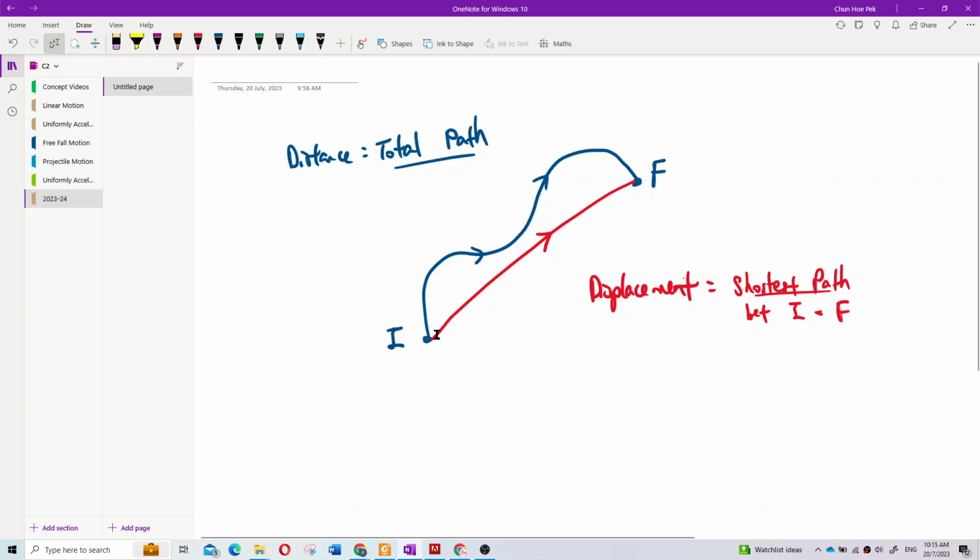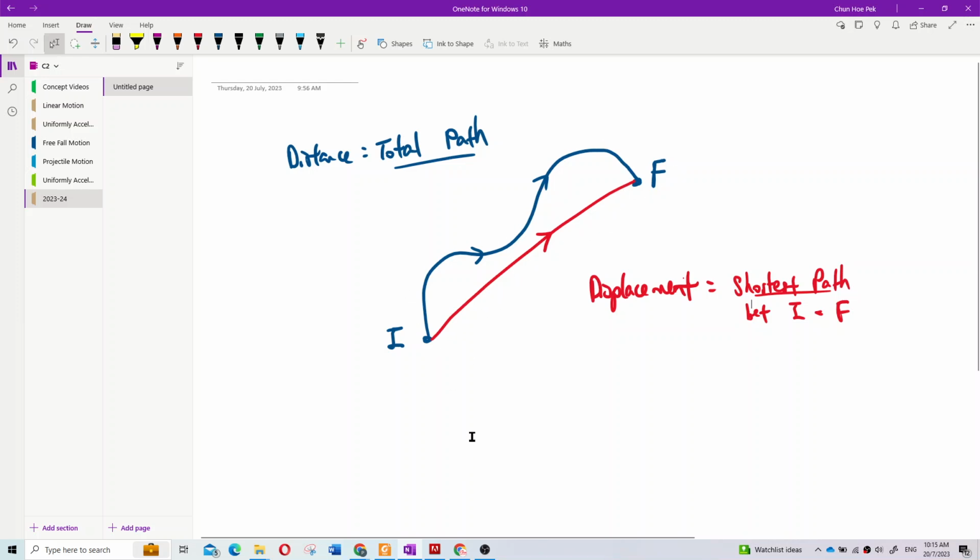So distance means how far you have moved from the initial to the final point, so it is the total path. But displacement doesn't look at what path you take. It just compares the initial point and the final point. It just compares how far the final point is from the initial point. The shortest path is the displacement. So this one is displacement, and this one is the distance.